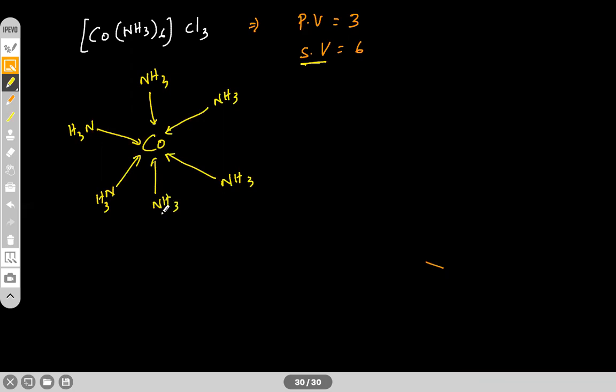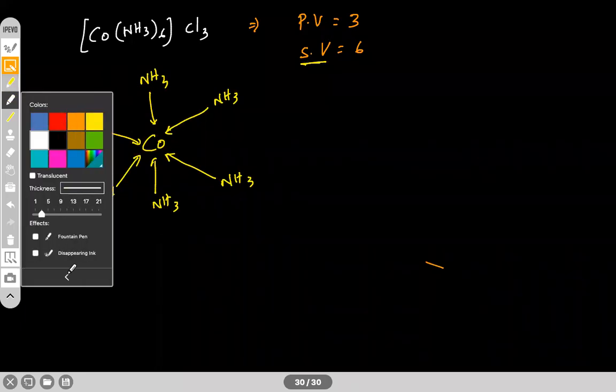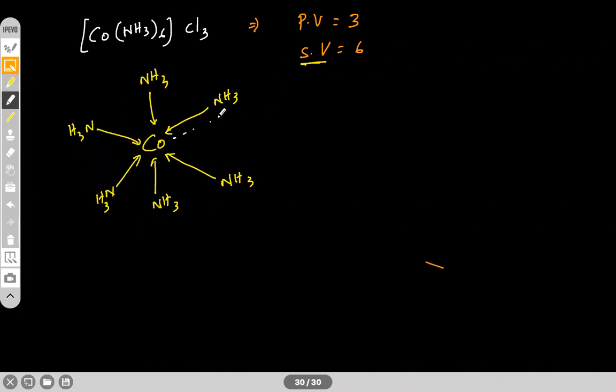This is 6 NH3, by the thick line. This 3 chlorine, which is present outside, is ionizable, because this cannot ionize, we cannot break this complex, right? This is ionizable. So it is represented by the dotted line. This is this molecule: primary valency and secondary valency.